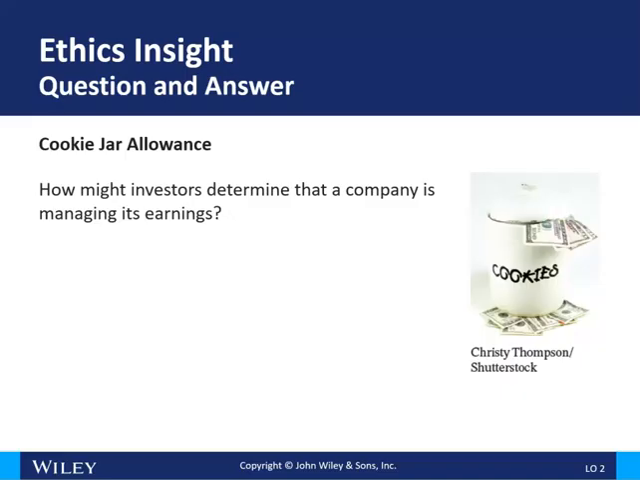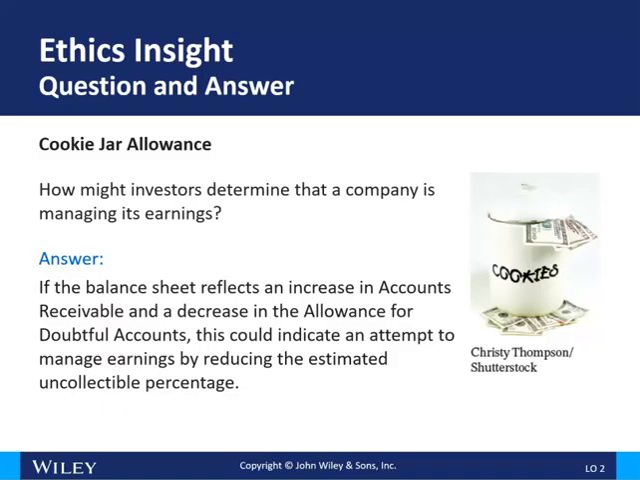So how might investors determine that a company is managing its earnings? If the balance sheet reflects an increase in accounts receivable and a decrease in the allowance for doubtful accounts, this could indicate an attempt to manage earnings by reducing the estimated uncollectible percentage.